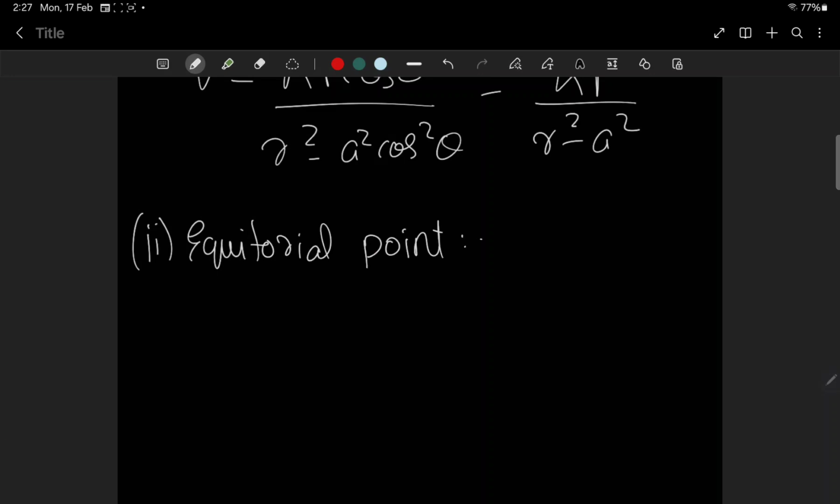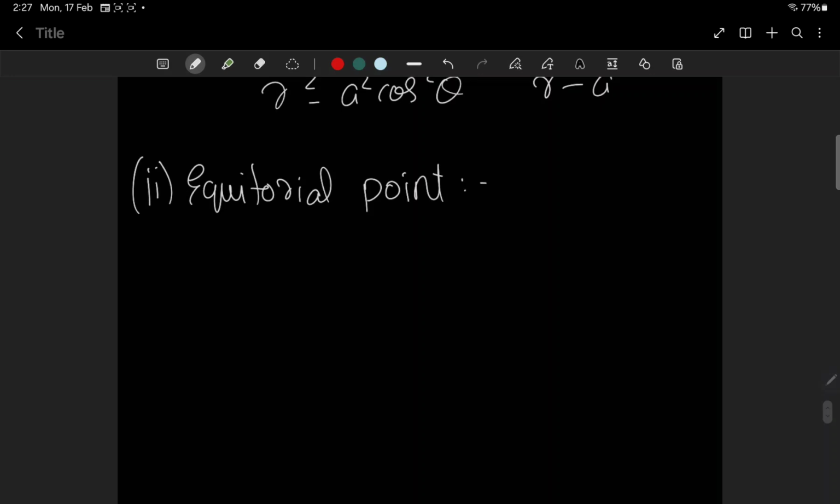Very simple. Just substitute theta equal to 90 degrees. What happens? We get it as 0, because the numerator becomes 0. Right? Therefore it is equal to 0. So by this we derive a very important derivation in this chapter.